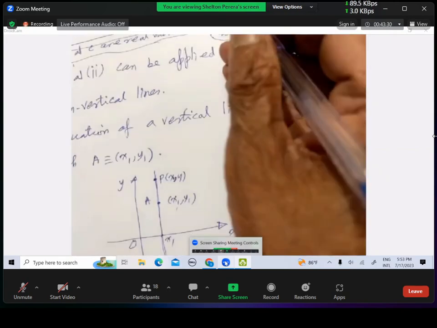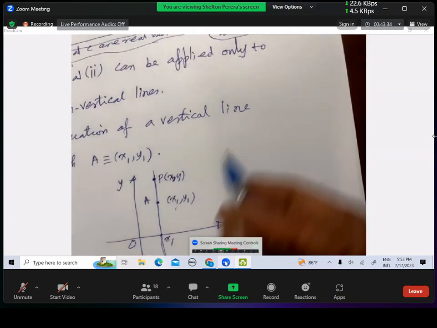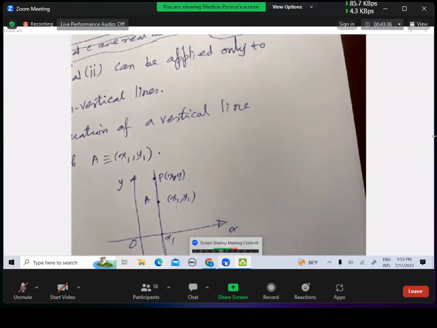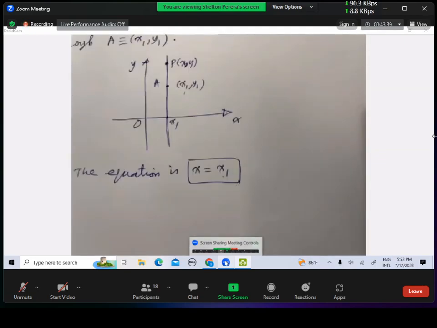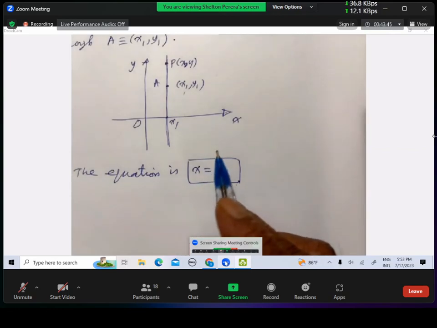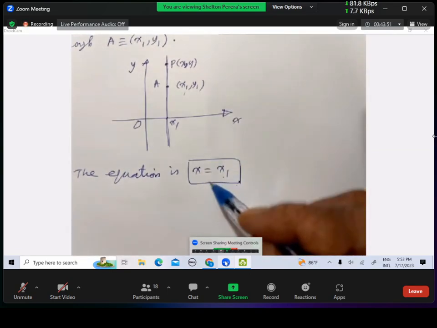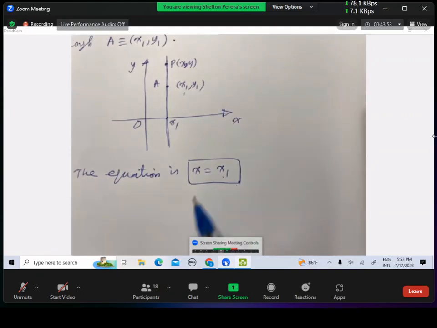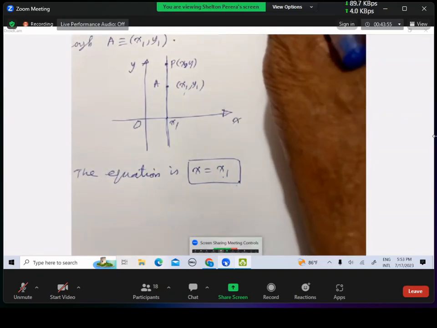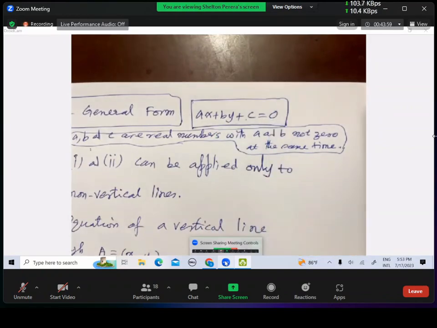That part is not necessary, but ax plus by plus c equals 0 contains 1, 2, and 3. The equation of a vertical line is also of this form, because 1x plus 0y plus minus x1 equals 0. So that is why this is called the general form of an equation.